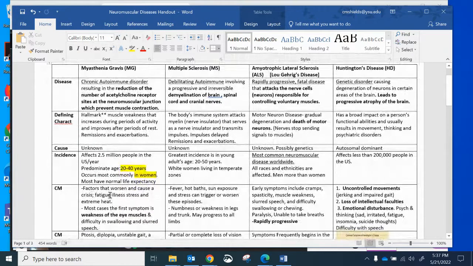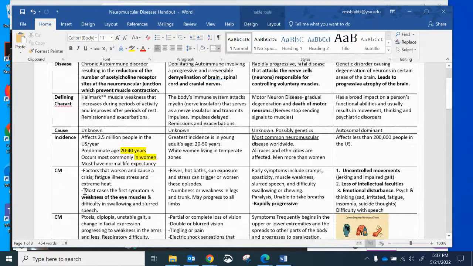Factors that worsen and cause a crisis: fatigue, illness, stress, and extreme heat. These types of things, fatigue, getting ill, getting stressed out, and extreme heat, can cause them to have a crisis or an exacerbation.